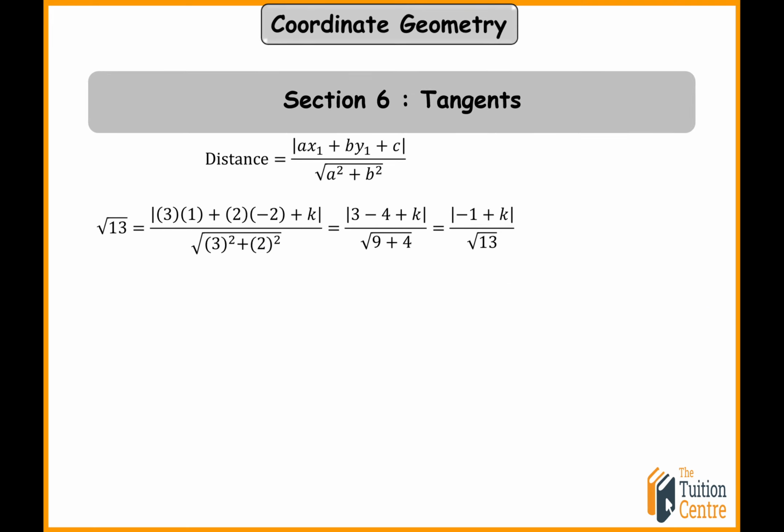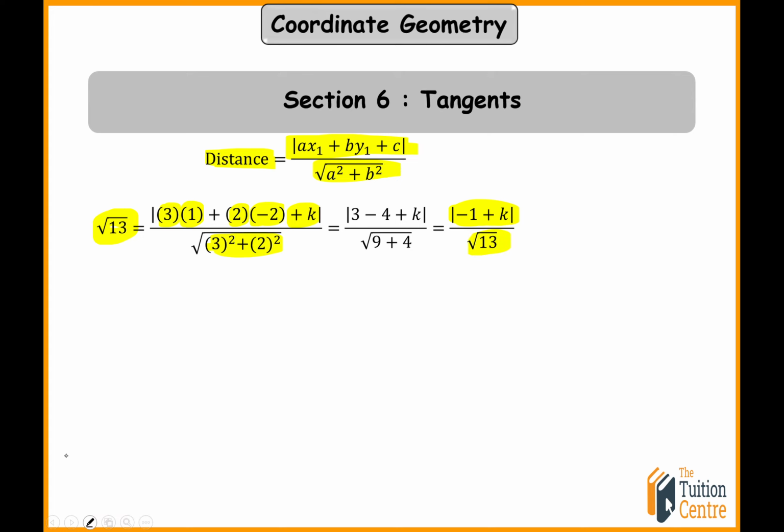So what do we use? We use our perpendicular distance formula. The perpendicular distance is the modulus of ax1 plus by1 plus c all over the square root of a squared plus b squared. The perpendicular distance is the radius length. It is root 13. We fill in everything we know. A times x1. So x1 is the x coordinate of the center. So it's 3 times 1 plus b times y1 plus c. C was your unknown in the equation of the tangent. It is k all over the square root of a squared plus b squared. It simplifies down to the modulus of minus 1 plus k over root 13.